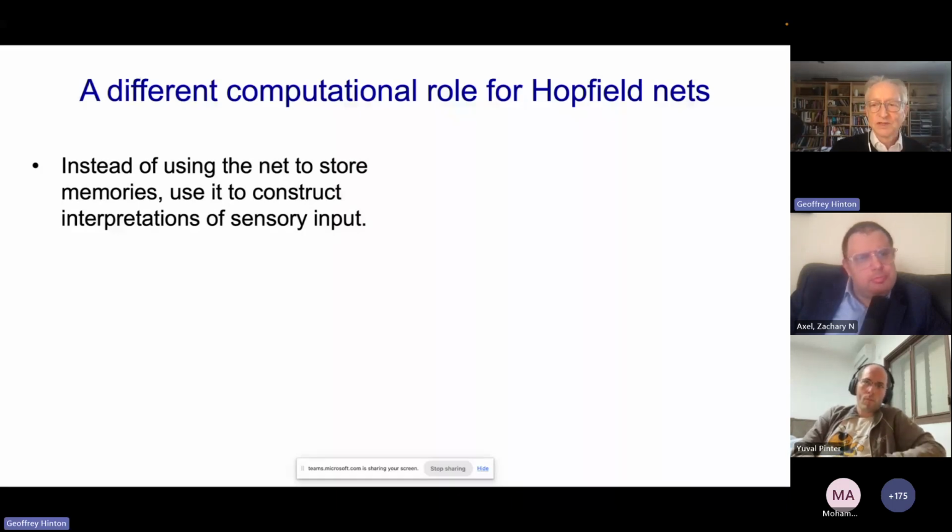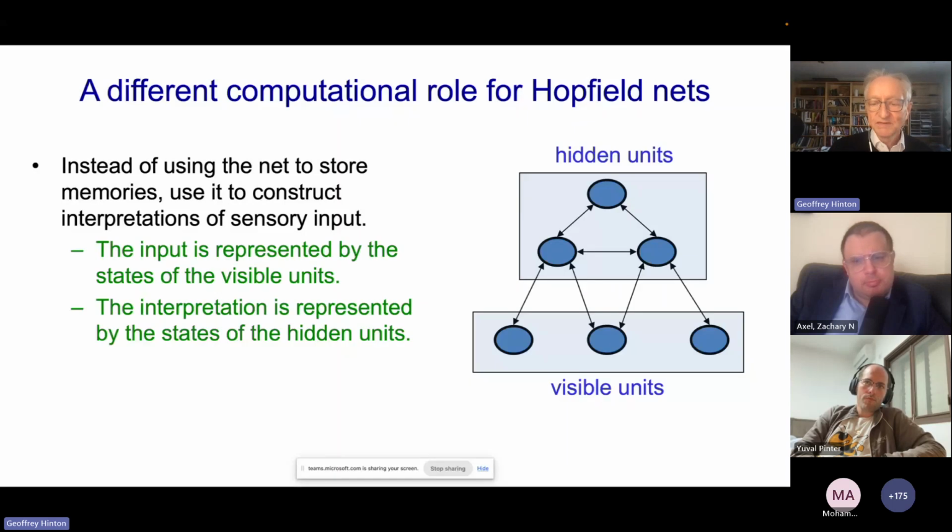So to do that with a Hopfield net, you divide the units into two groups. There'll be visible units, which are where you put the input. So they'd be like the pixels. If you turn them on, that's a bright pixel. If you turn them off, that's a dark pixel. And then there'd be hidden units that correspond to what you've interpreted as going on in that image.